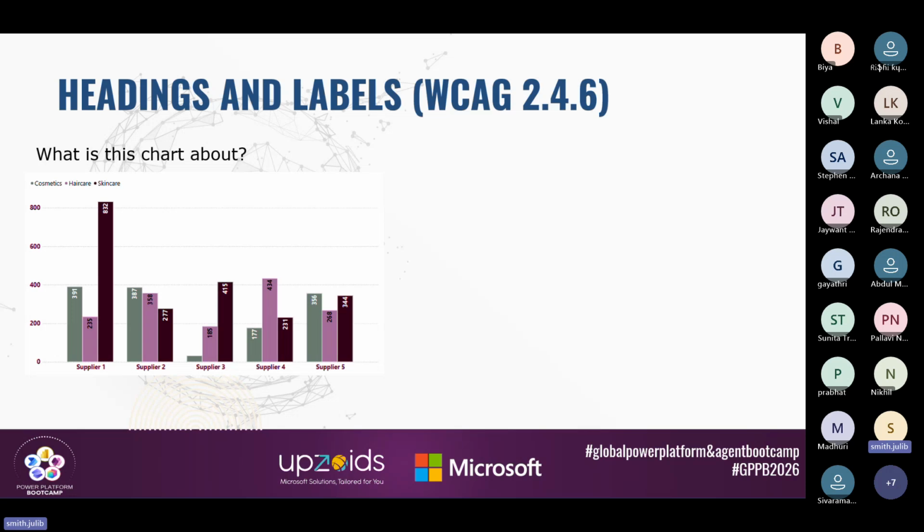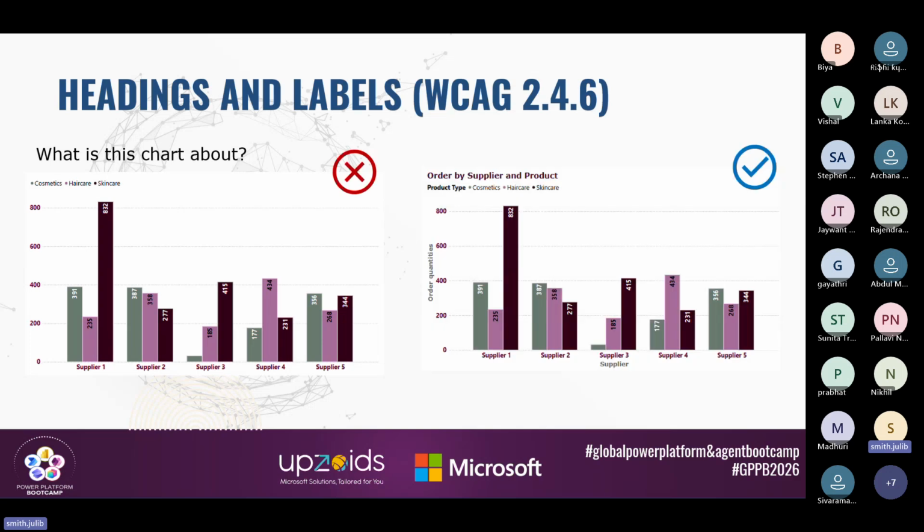Next criteria is on headings and labels. So if you look at this chart, it will be quite difficult to understand what it is about, because there is no label, there is no title, there is nothing. We don't know what it is. So that's why we have to make sure that we add titles and labels so everybody can understand what information you are trying to show.